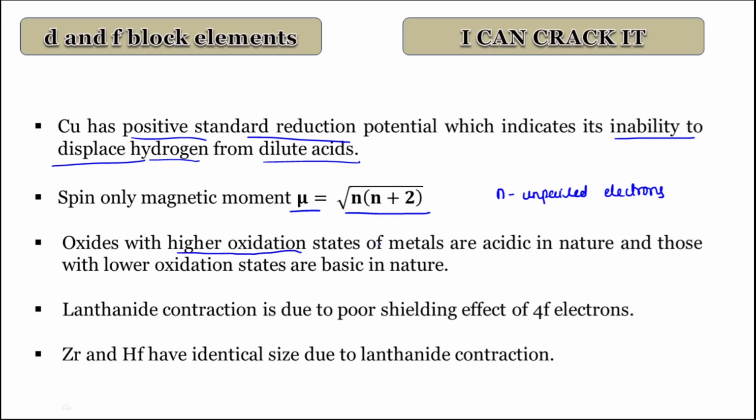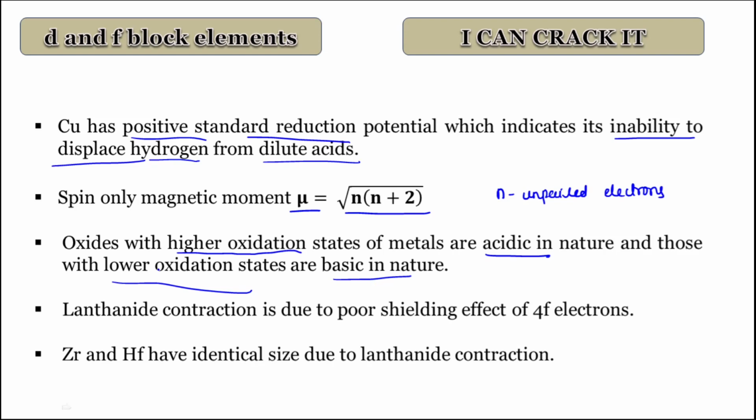Oxides with higher oxidation states of metals are acidic in nature, and those with lower oxidation states are basic in nature. Okay, if there are two oxides with the same metal ion, and the metal ion has a higher oxidation state, then those oxides are acidic. If the metal ion has a lower oxidation state, then those oxides are basic in nature.